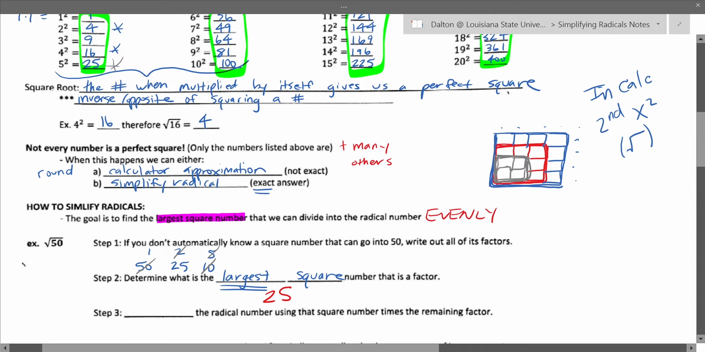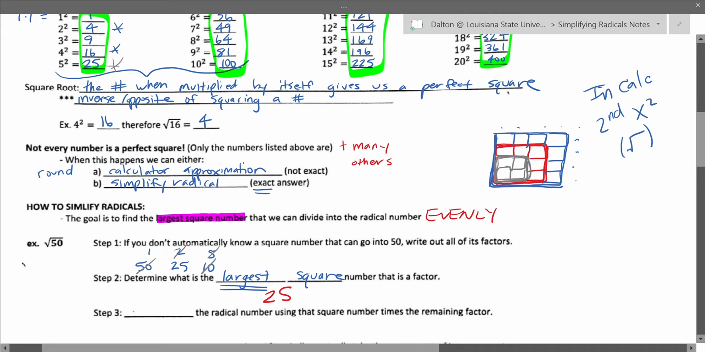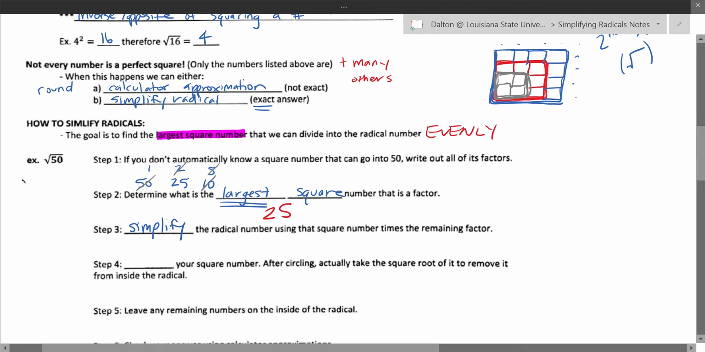Now, step 3 is to actually simplify. So we're going to simplify the radical number using that square number times the remaining factor. So essentially what that means is if I have the square root of 50, we already said that 25 is a factor, so I could rewrite it as the square root of 25 times the square root of 2, right? Because 25 times 2 gets me back to 50.